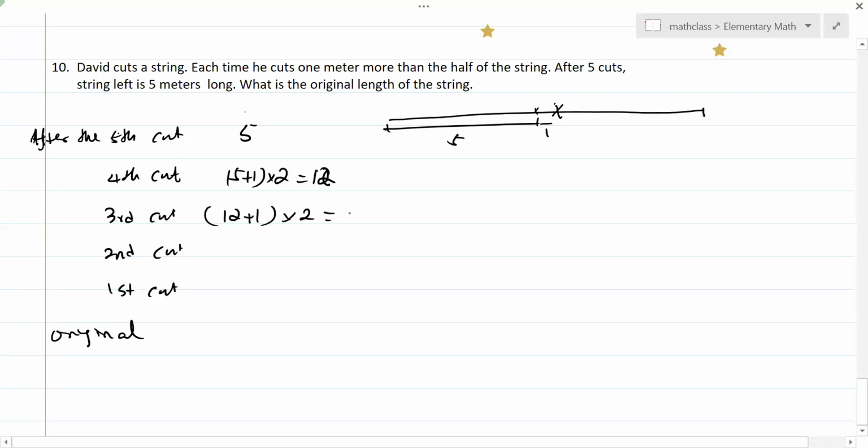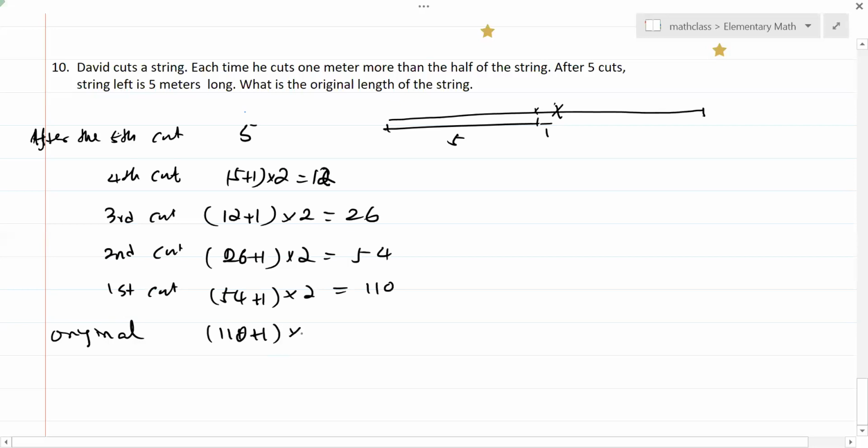Multiply 2, it's going to be 26. Then 26 plus 1 times 2, that's 27, so 54. Then 54 plus 1 times 2, that is going to be 110. 110 plus 1 times 2 is 222. Okay, 222. So that is the answer. Okay.